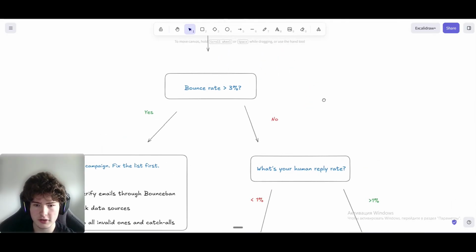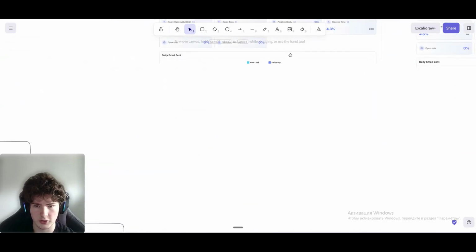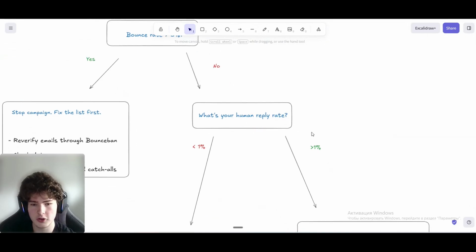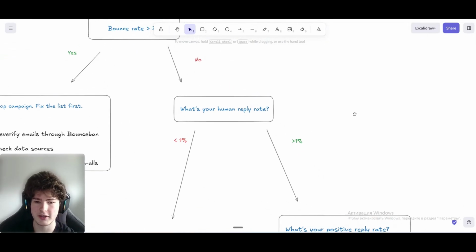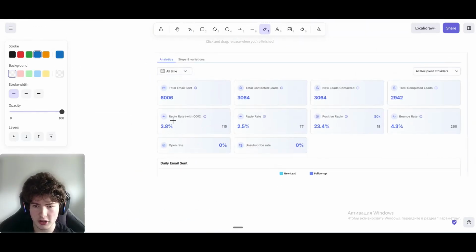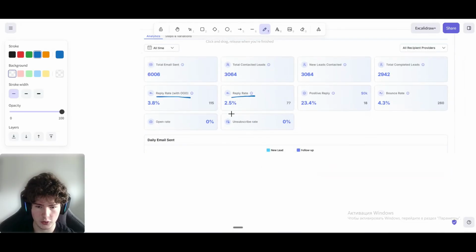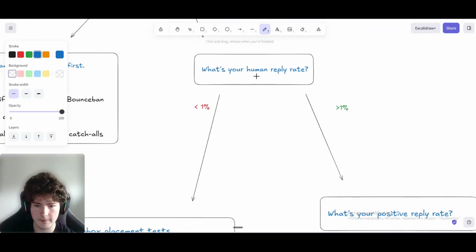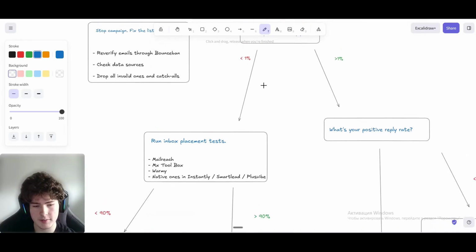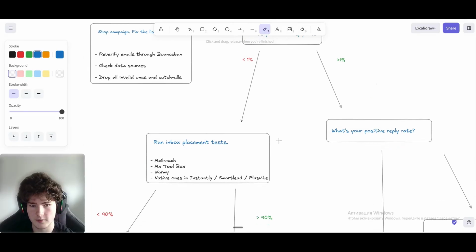If it's not more than 3%, like with me, well, soon it's going to be yes. If it's not, then what's your human reply rate? This is from Plusvibe, and they measure here the reply rate with OOO and then the human reply rate. So you need this one. If it's less than 1%, then something is broken. If it's more than 1%, then the human reply rate is fine.